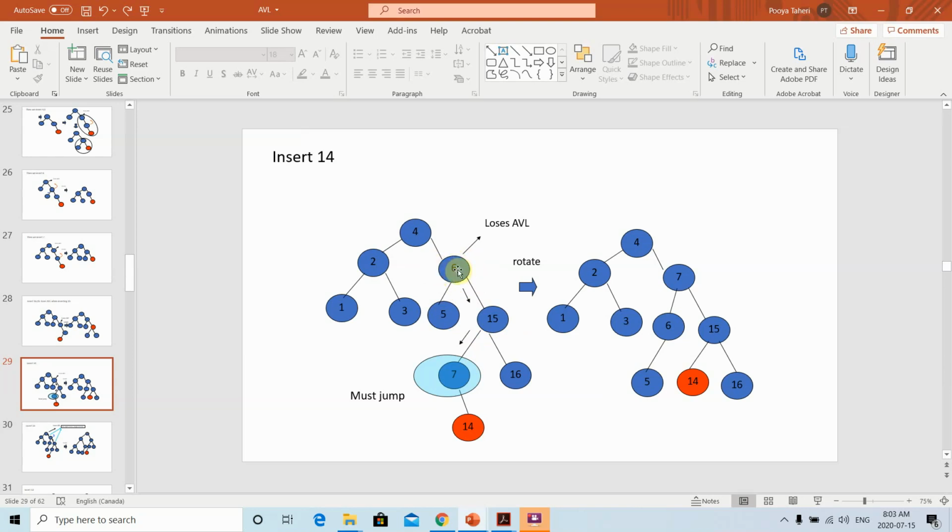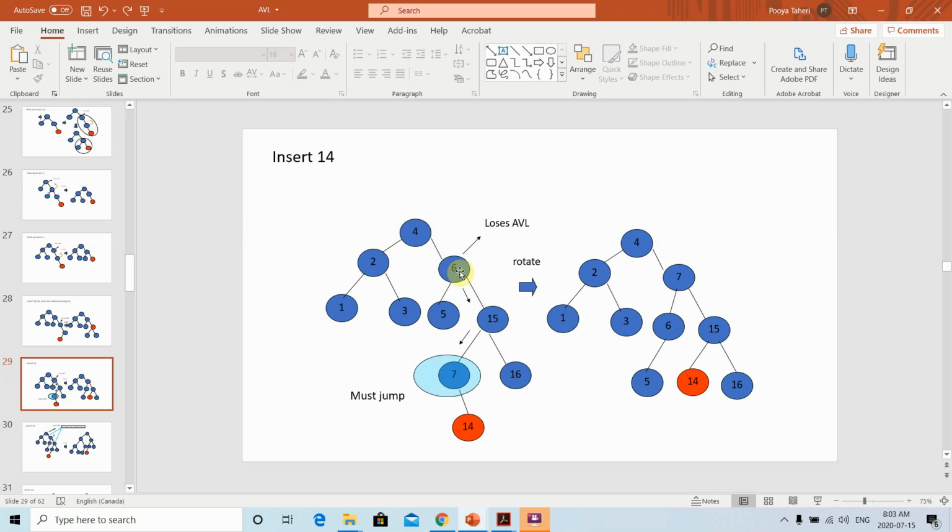Now you guys, think about this. What case is this? Is it LL, RR, RL, or LR? If you think about it, the newly inserted node is on the left subtree of the right child of the node that lost its AVL property, the pivot, right? So it's an RL case.